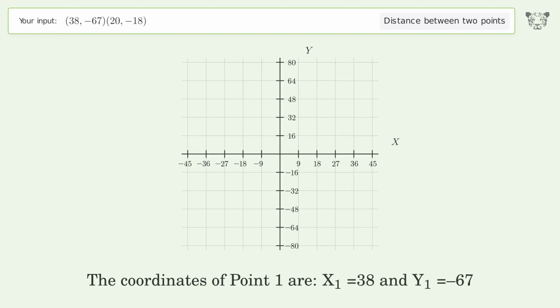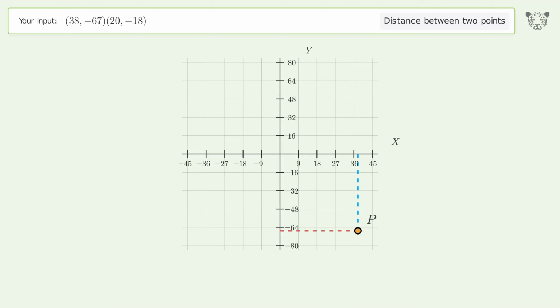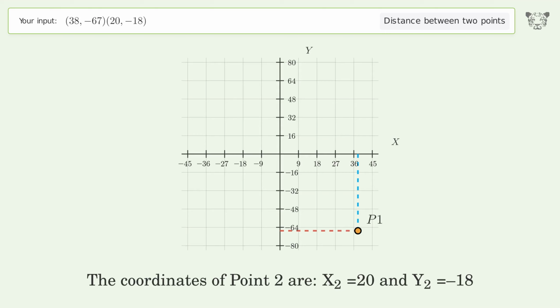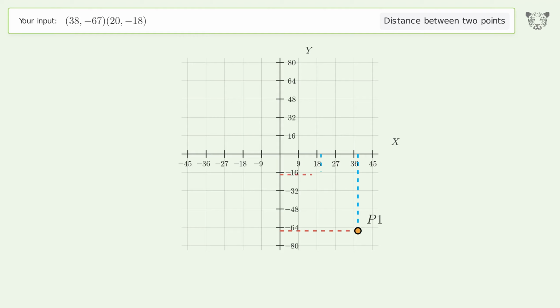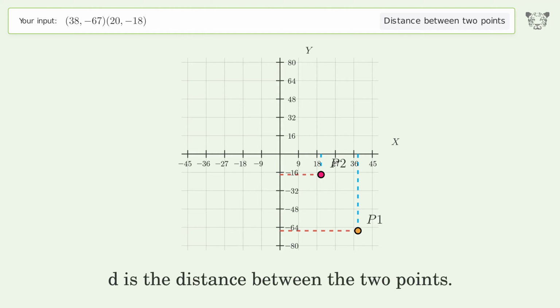The coordinates of point 1 are x1 equals 38 and y1 equals negative 67. The coordinates of point 2 are x2 equals 20 and y2 equals negative 18. D is the distance between the 2 points.